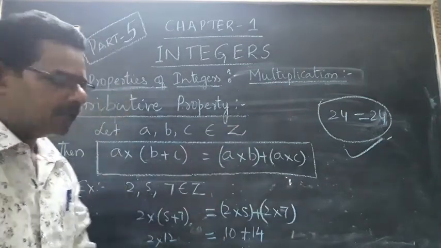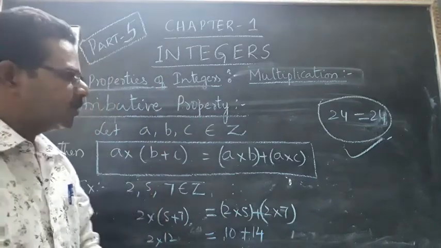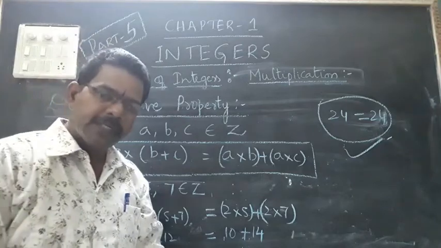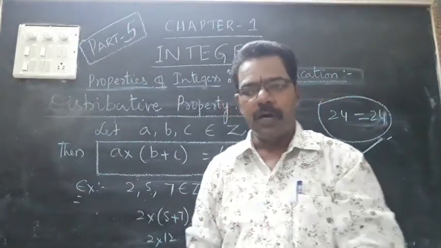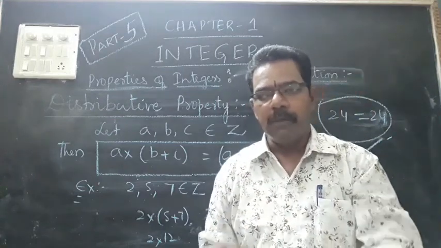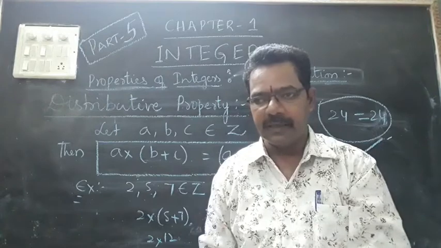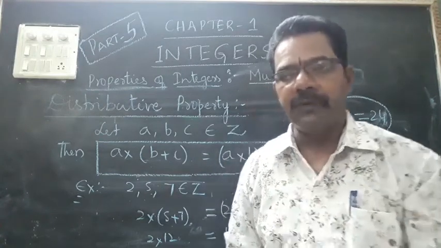So these are the multiplication properties. In multiplication, all the properties are followed. What are the properties? Closure property is followed. Commutative property is followed. Associative property is followed. Multiplicative identity is there. But we did not discuss the multiplicative inverse.